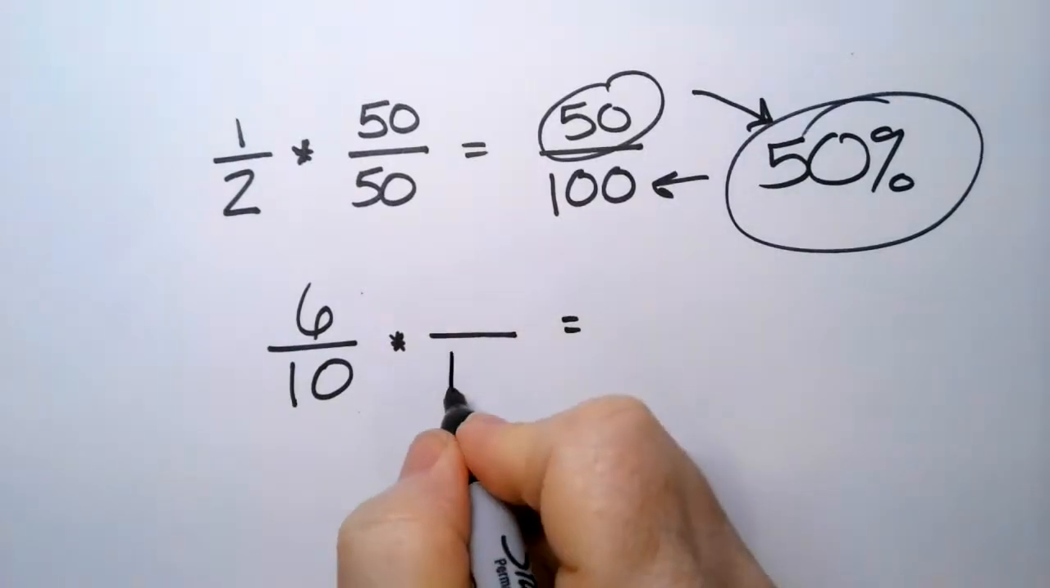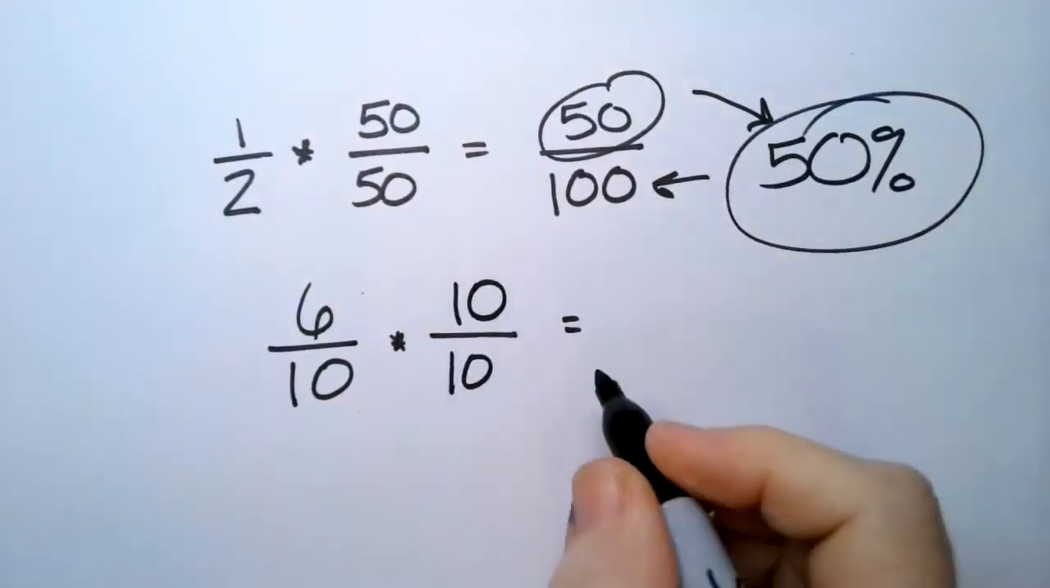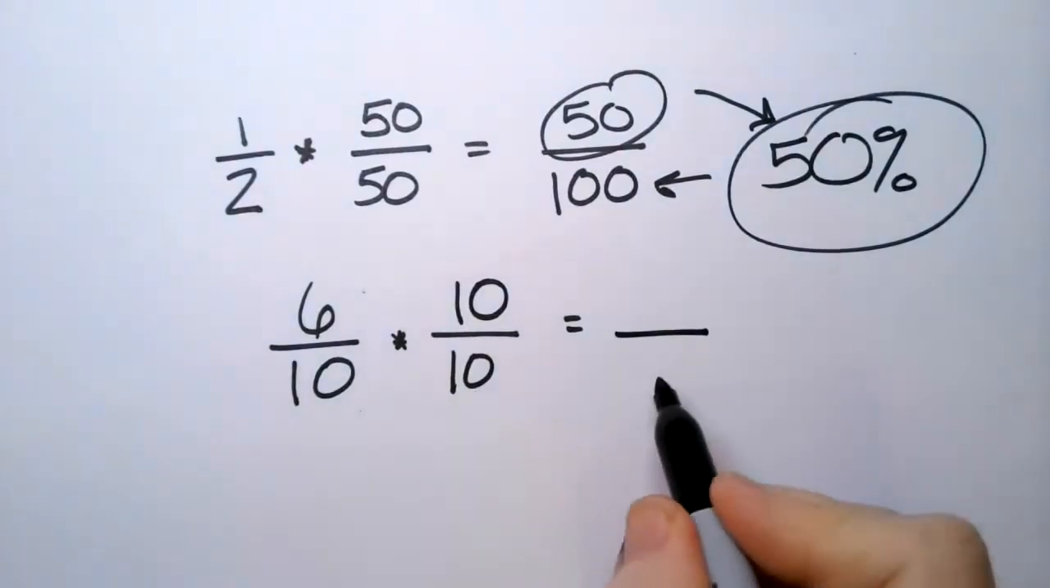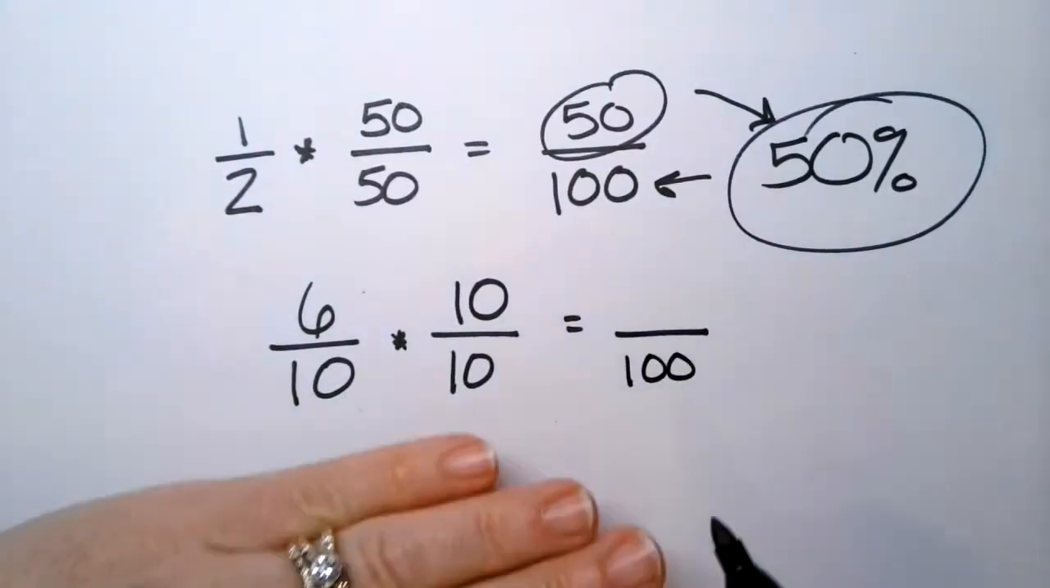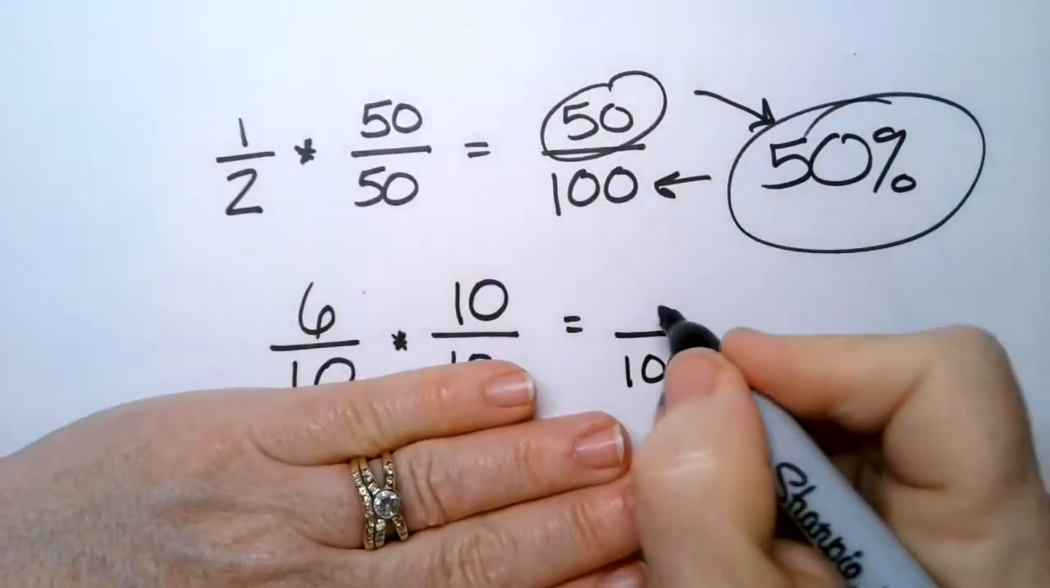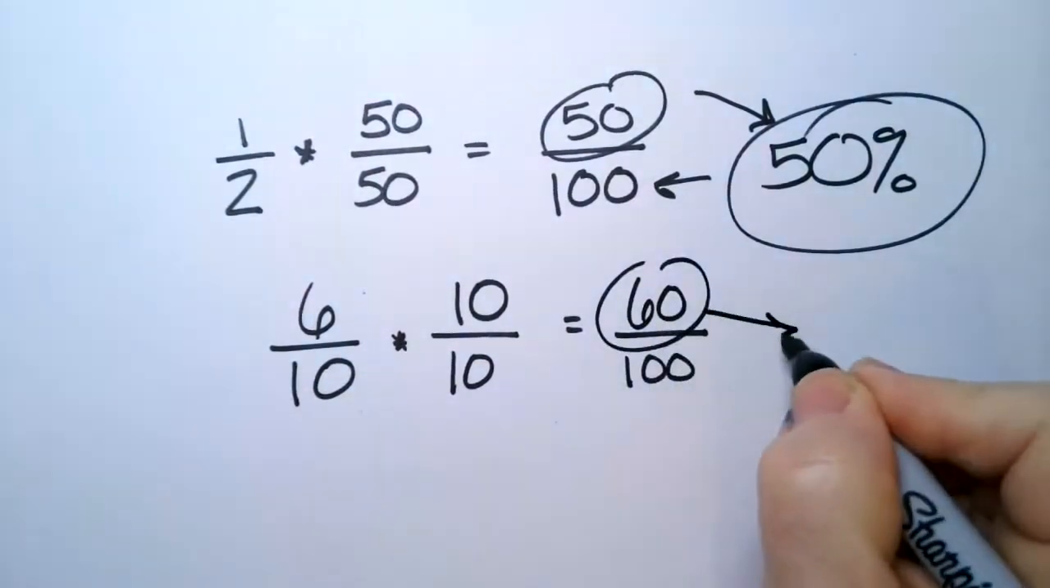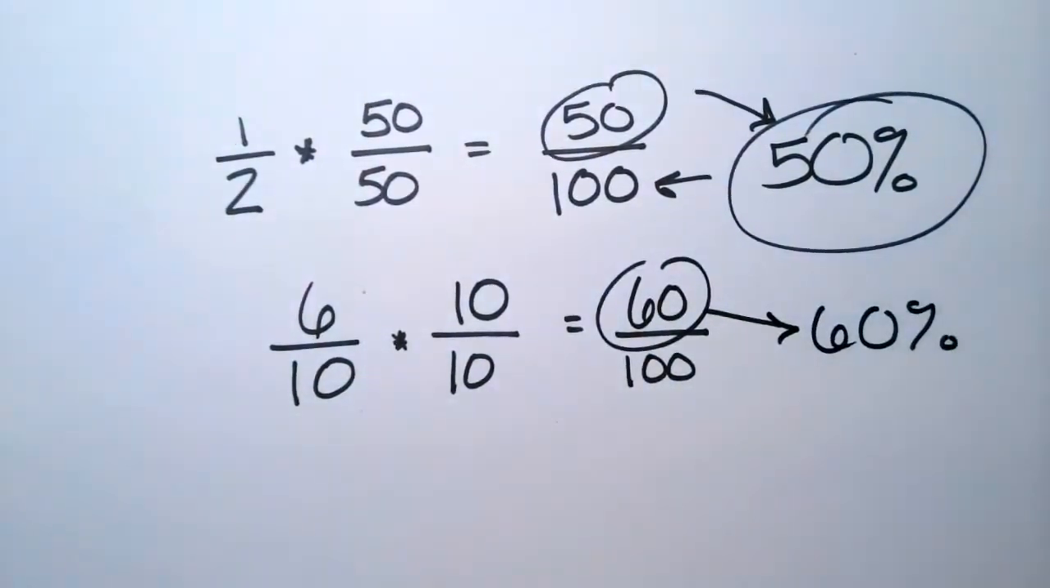Yep, the bottom would need to be 10, and then the top is 10. So what do you get here? 10 times 10 on the bottom is 100. What's the top? 6 times 10 is 60. So this is 60%. Good.